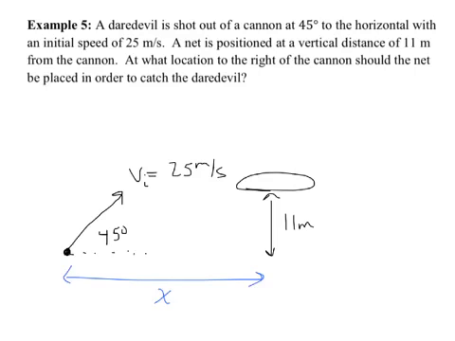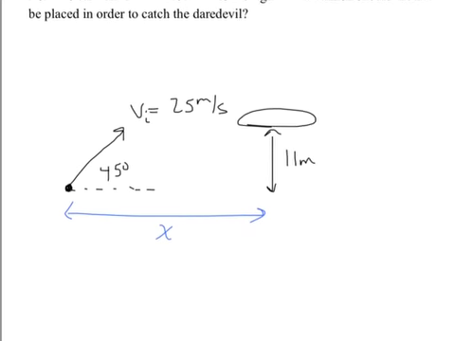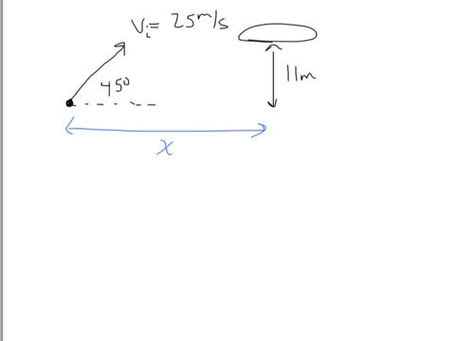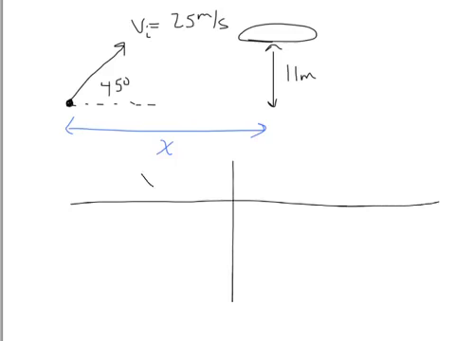Now, who can tell me some of the givens in the X? What is that circle? This? Yeah. The net. He's got to land in it, okay? What do I know in the X direction? In the X direction, Reese, give me something.